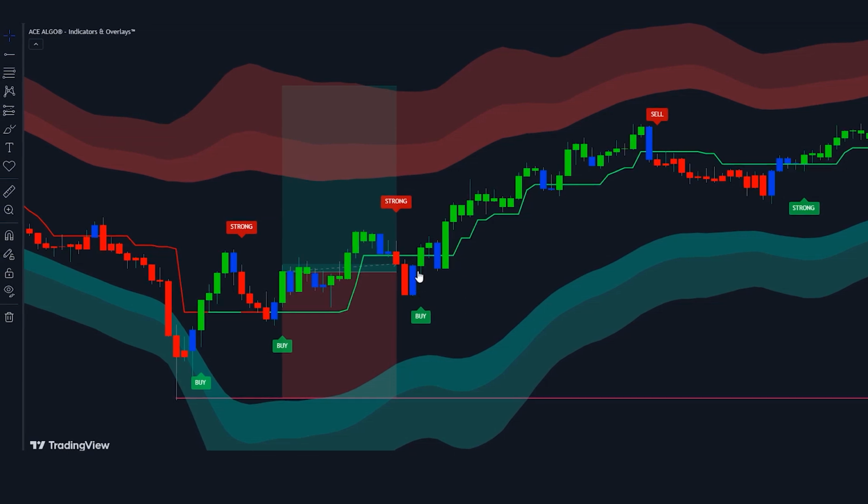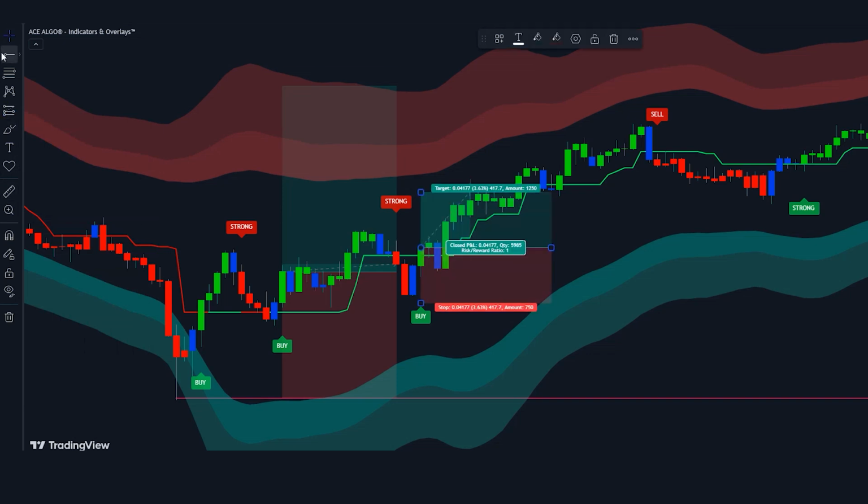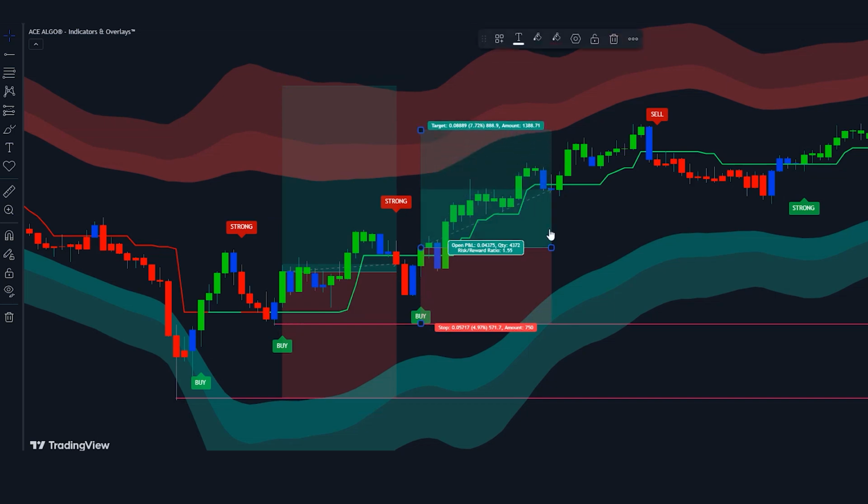Additionally, you can enter a second trade. Once a buy or strong buy signal is confirmed, and it breaks the trend finder like a resistance line, that's your cue to enter. Again, set your stop loss and target accordingly.